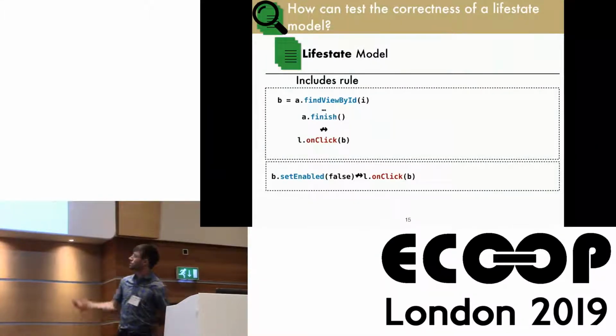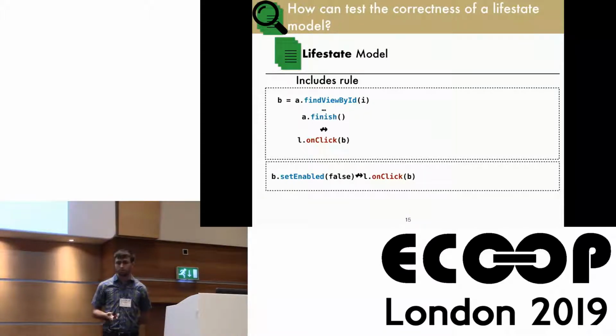Okay, this first rule that we write actually states this assumption that finish will disable the onClick. The second rule states another assumption that we have, that set enable false will do the same. And so at this point, we don't actually know which of these two rules is correct and which one isn't.